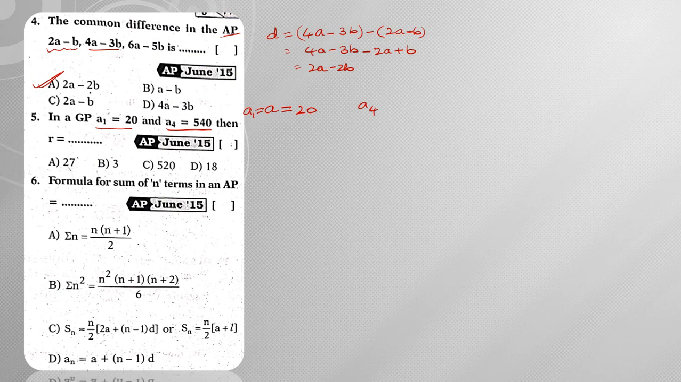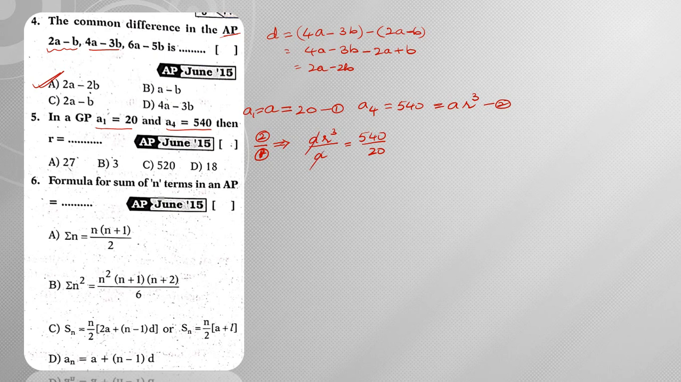Next, what is given? A4 is 540. So what is the formula of A4? Since it is a geometric progression, A4 can be written as A into R cube. Now since I need R, let us consider this equation as 1 and this as 2. In a geometric progression, if you want to find the value of R, simply divide the second equation by the first equation. Then what am I going to get? A into R cube by A is equal to 540 by 20.